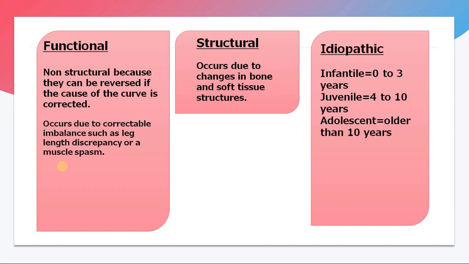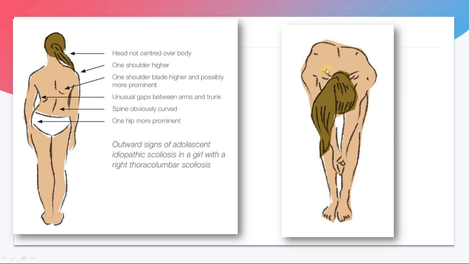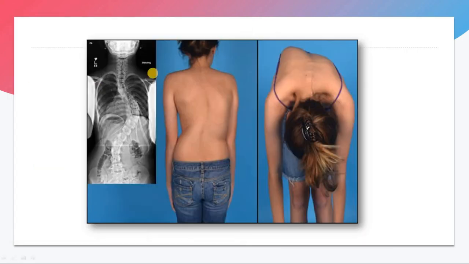Now one question arises: how do we identify scoliosis? The answer is simple. Firstly, from the posterior appearance, we can see unequal distance from the body, unequal shoulder angles, unequal waist angles and a prominent hip. Secondly, when we ask the patient to bend forward, we can see the rib hump. In this picture you can easily see the unequal waist angle, unequal arm length, unequal shoulder levels and the prominent hip. And as we ask the patient to bend forward, we can see the rib hump also.